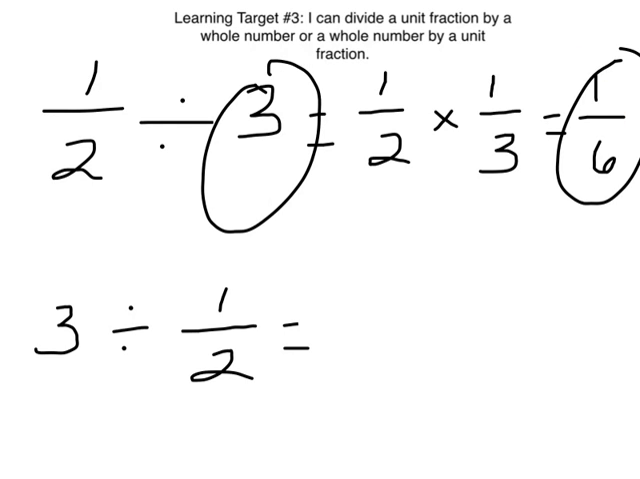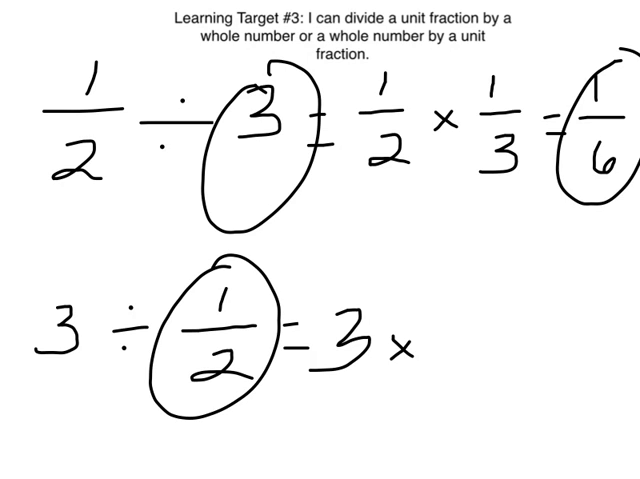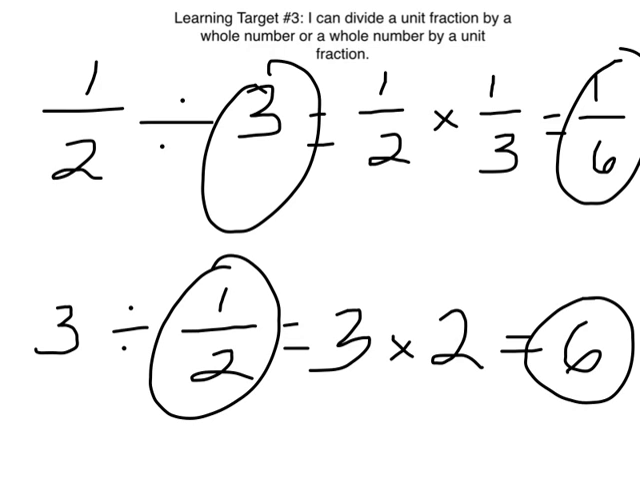So same thing, we're going to take the opposite, the inverse of division, which is multiplication, and then we're going to take the reciprocal of the divisor, the second number in this division sentence, which will just be 2, which equals 6. Okay, 3 times 2 is 6. So you're taking the opposite of division, making it multiplication, and then you're always taking the reciprocal of the divisor, the second number in the division sentence.